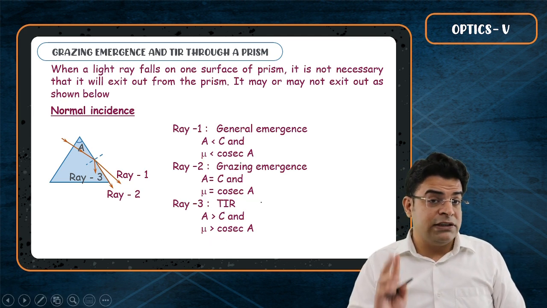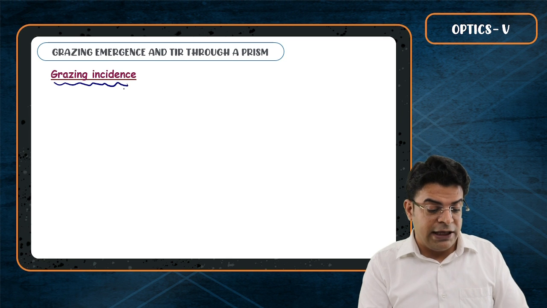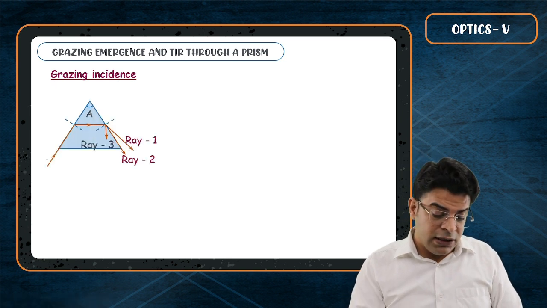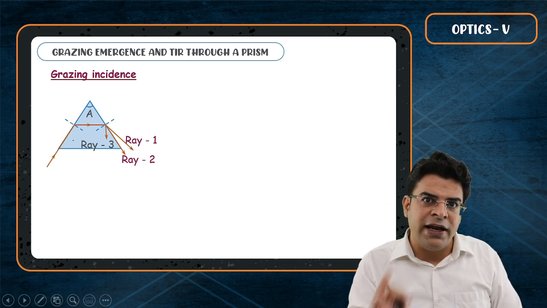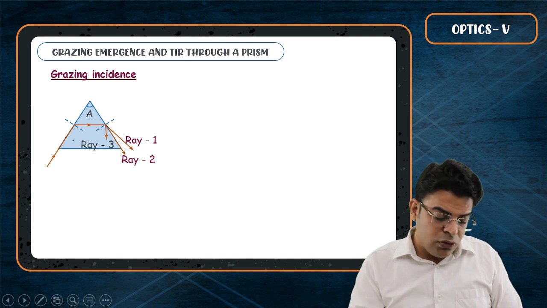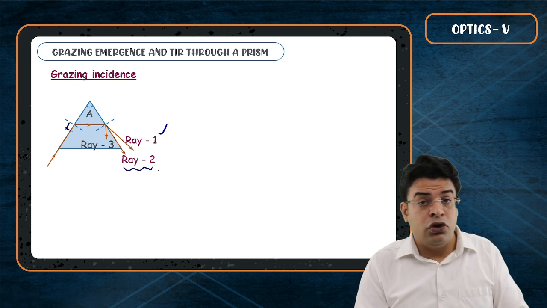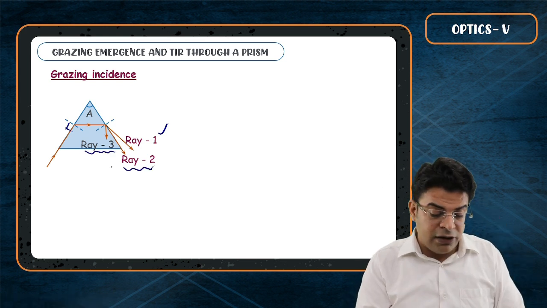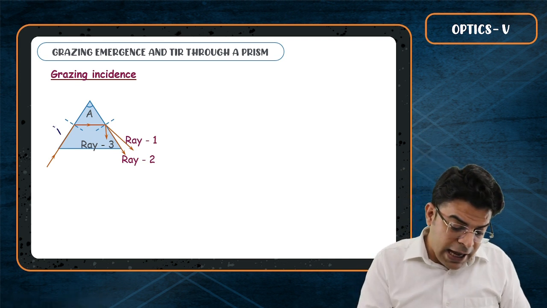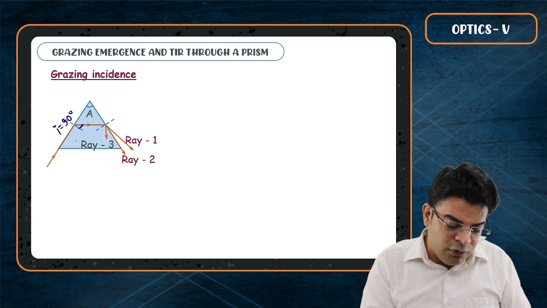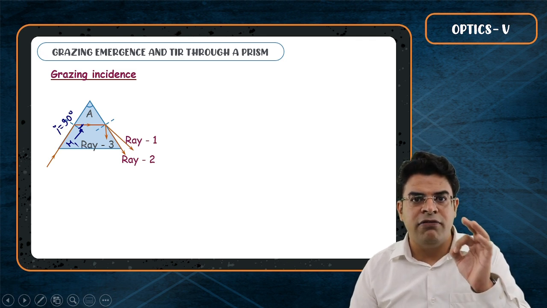Now let's take up the second case, which is equally important. The case is grazing incidence. Grazing incidence means that the incident ray is along the surface. If your incident ray is along the surface, you do not have a guarantee that finally the ray will come out, or that it will move parallel to the surface, or that it will get TIR. So again, we will have to talk about three cases. But you need to understand here, if I becomes equal to 90 degrees, can you tell me what will be the value of R1?